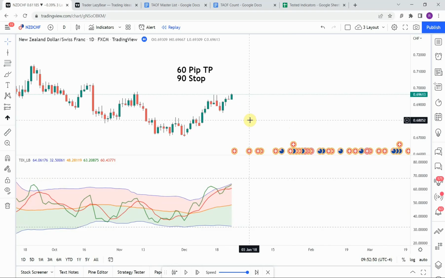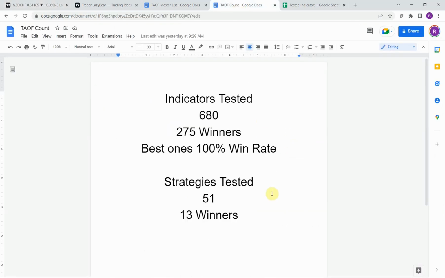Alright, as I said, today we will be testing the Traders Dynamic Index. Before we do though, I wanted to put the testing scoreboard up for everyone to see. So to date, we have tested a total of 51 different strategies, with 13 of them being profitable. We've also tested a total of 680 indicators, with 275 of them being winners. The best ones so far were able to achieve a 100% win rate. Now you need to go back and watch those videos to understand the context of how they were able to achieve that. So go back and watch those videos and see what you can get out of those winning indicators. And keep in mind that we test most of these strategies and indicators on the Forex market, but they can be applied to just about any market universally.